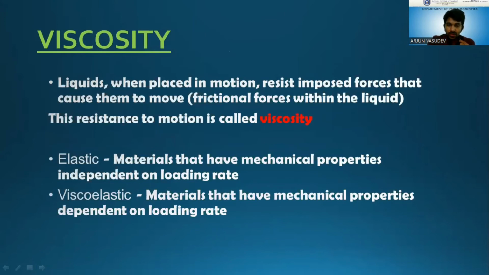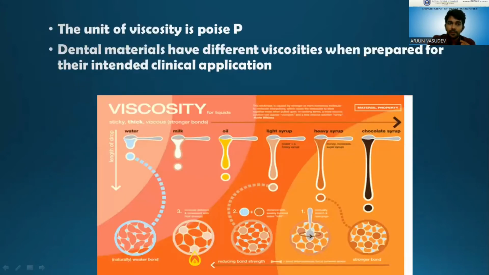Now, viscosity. Liquids, when placed in motion, resist imposed forces that cause them to move, due to frictional forces within the liquid. This resistance to motion is called viscosity. So we know the thickness and flow of the material. Elastic materials have mechanical properties independent of loading rate, and viscoelastic materials have mechanical properties dependent on the loading rate. The unit of viscosity is poise, and dental materials have different viscosities when prepared in their intended clinical applications.